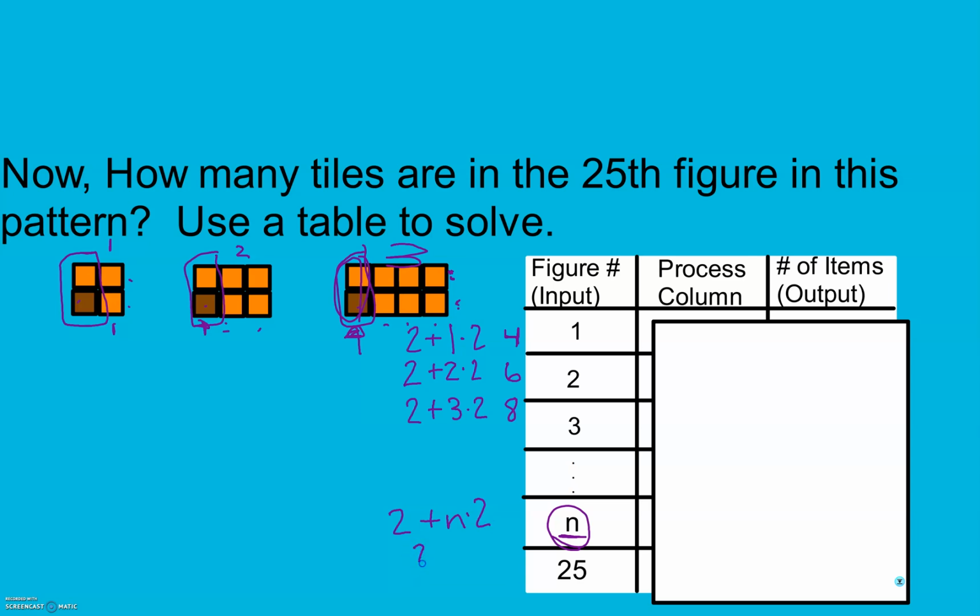So we can rewrite this as 2n plus 2 for the nth figure. And that works for anything. So if, for example, we want to find it for 25, we plug 25 in for our figure number, which was n. So 2 times 25 plus 2. 2 times 25 is 50, plus 2 gives me 52 tiles. And again, I have the same thing in this process column here.